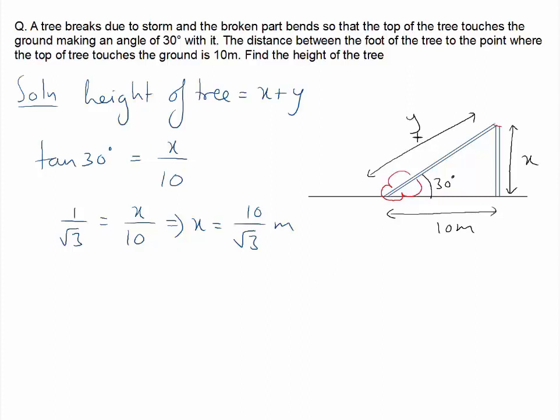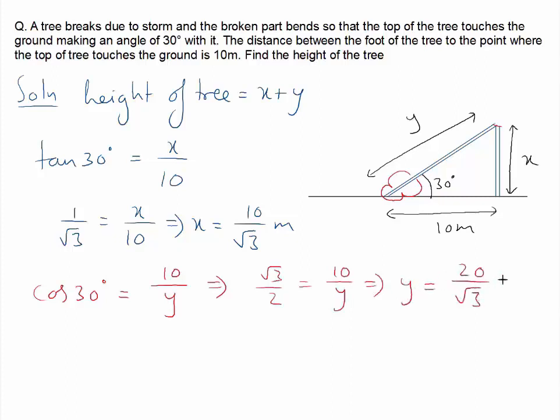Hence we can also find y either using the Pythagoras theorem or using another trigonometric ratio. Cos 30° equals base upon hypotenuse, so 10 by y. This implies root 3 by 2 equals 10 by y. So this implies y equals 20 by root 3 meters.